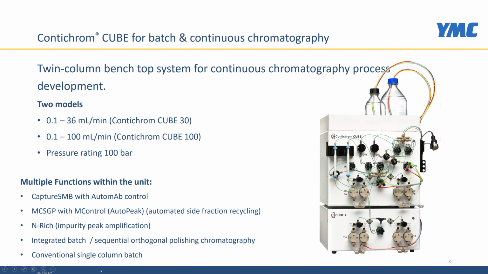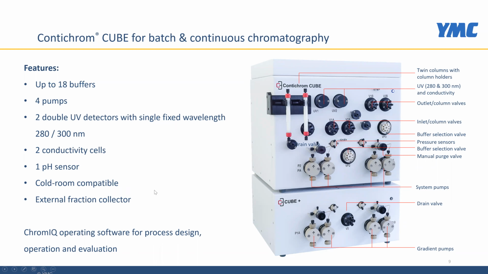It has 4 pumps, 2 on each module. There are 2 double UV detectors with single fixed wavelength, 280 and 300 nanometers. External UV detectors are also available to operate the system with different wavelengths, for example, 220 or 254 nanometers. The system also includes 2 connectivity cells, 1 pH sensor, and it's cold room compatible and has an external fraction collector.